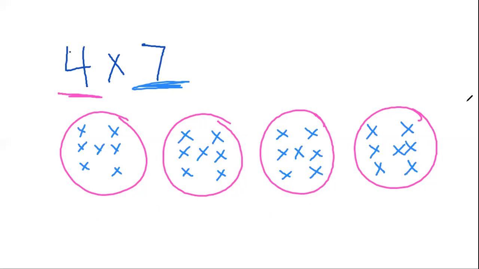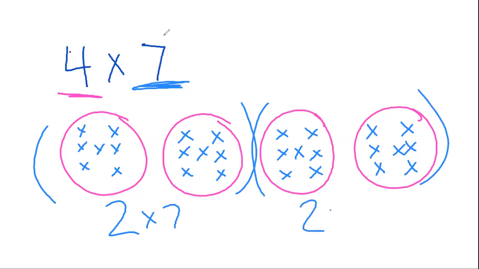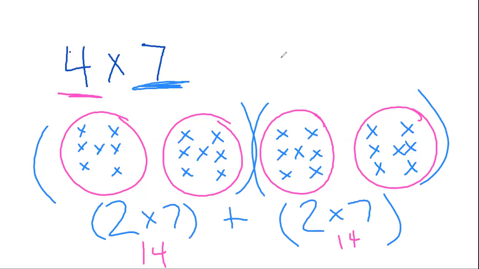take this and break it apart. Instead of 4 times 7, I could break it apart as 2 groups of 7 and 2 more groups of 7. I'm just breaking it apart. And 2 times 7, altogether I have 14, and I have 14 over here. So then I'm just adding 14 plus 14. 14 plus 14 equals 28. So I'm drawing my equal groups.